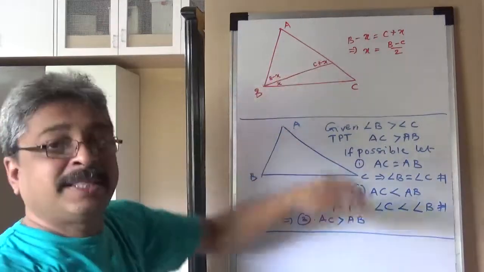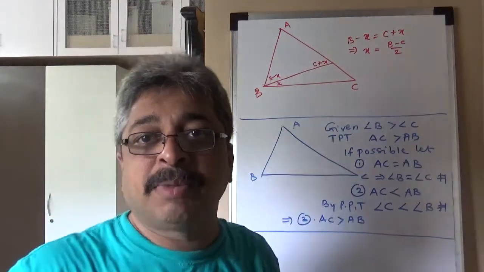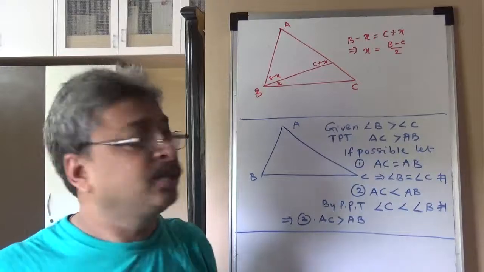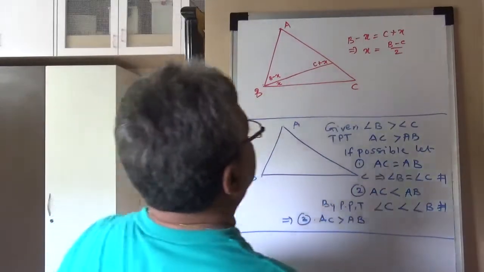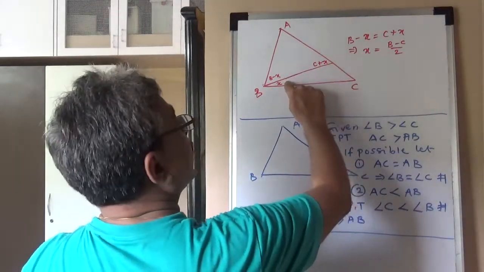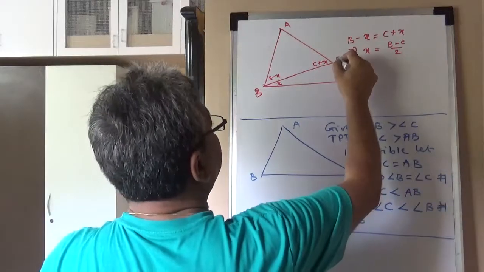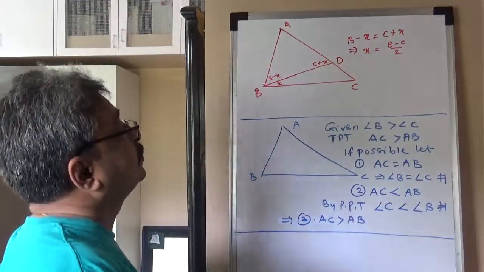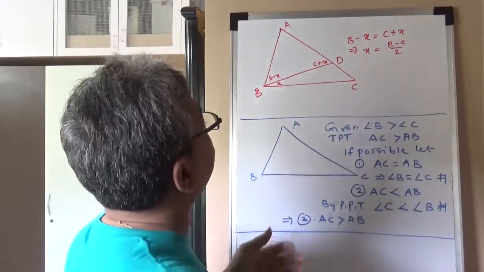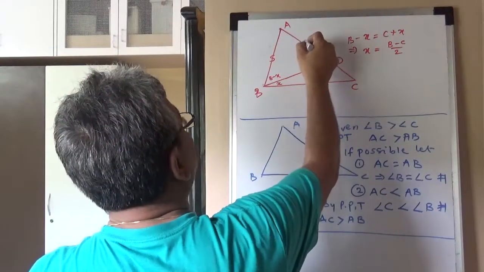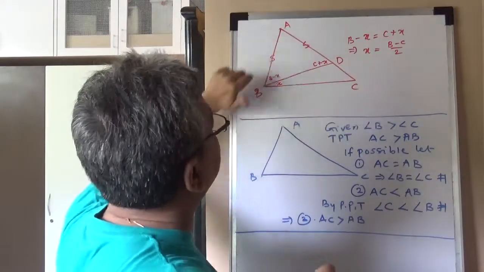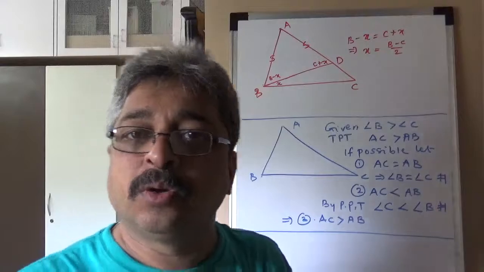If I draw a line with the measure B minus C by 2 angle with respect to BC, then the triangle that I will create will be isosceles, and that will give us the proof. So draw angle X here and get point D, and then because this angle X is B minus C by 2, these two angles are equal, therefore these two sides are equal, and because D is between A and C, AC is greater than AB. Hope you have understood this.